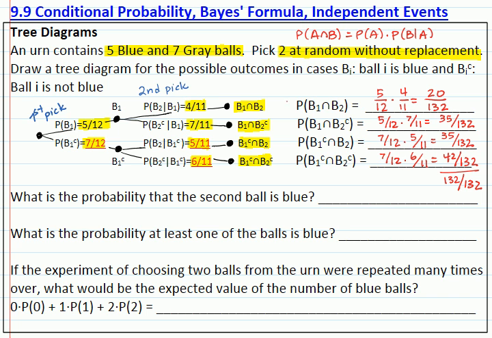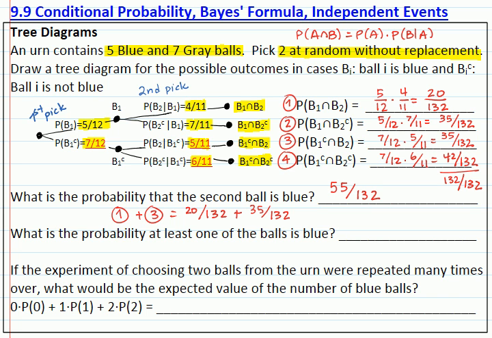So we have 4 outcomes, outcome 1, 2, 3, and 4. And the probability that the second ball is blue will be outcome 1 and outcome 3. So I will add those probabilities. 20 out of 132 plus 35 out of 132, and the answer will be 55 out of 132.